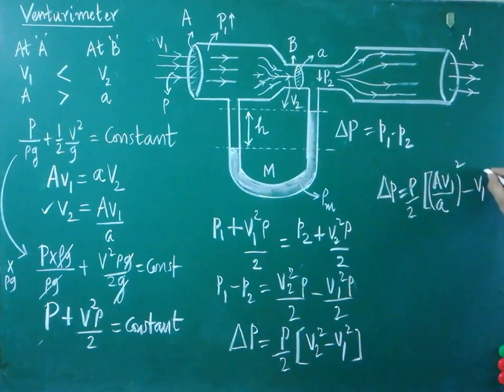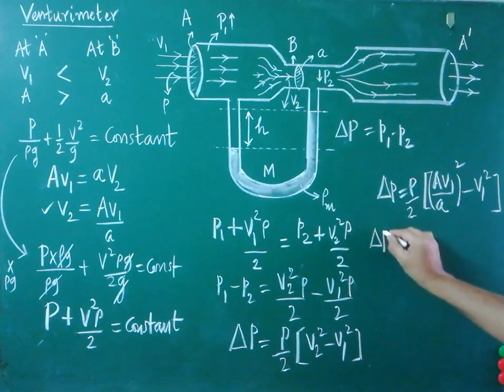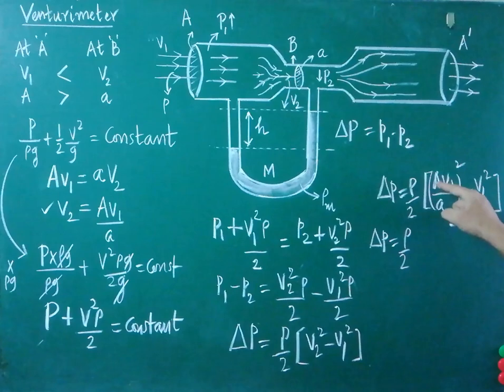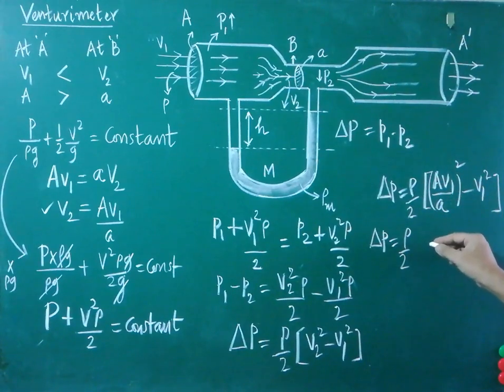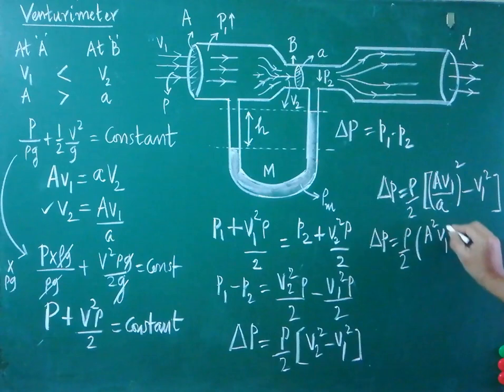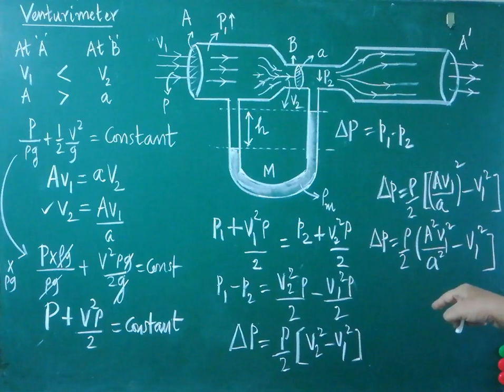Minus V1 square can be written. Already V1 square is there. Del P is equal to rho divided by 2. Here everything must be squared. Are you clear? A square V1 square divided by A square minus V1 square. So like that we can write. What is the common factor here? V1 square is a common factor. So that can be taken out. Understood? This V1 square can be taken out.